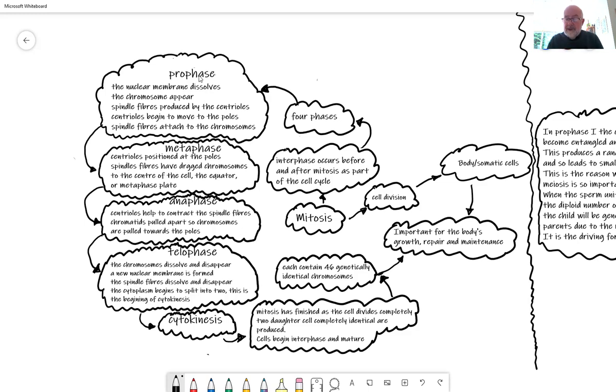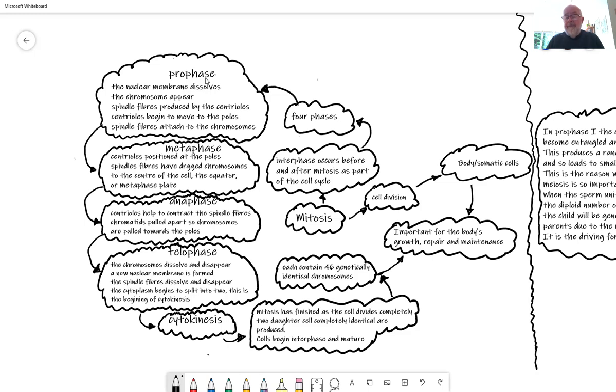Now, the process is known as cytokinesis, and it's really the end of mitosis. And then we split the cell into two portions, and we have two daughter cells which are completely identical. And those cells go on into interphase, where they grow, they synthesize new organelles, they grow a little bit more. And when they're mature, they can go through the whole process again, all right, to make a new body cell.